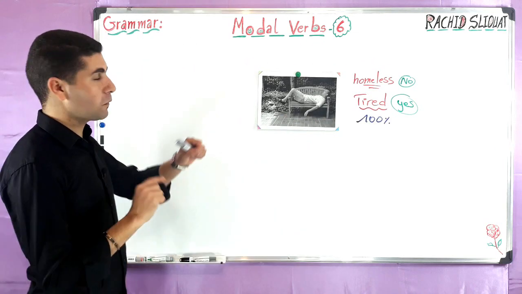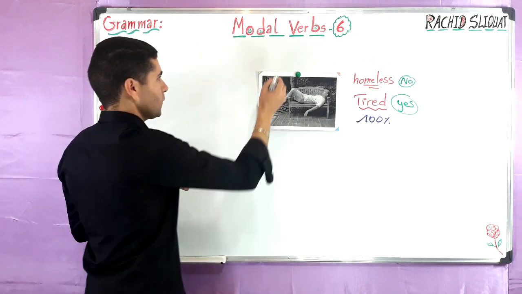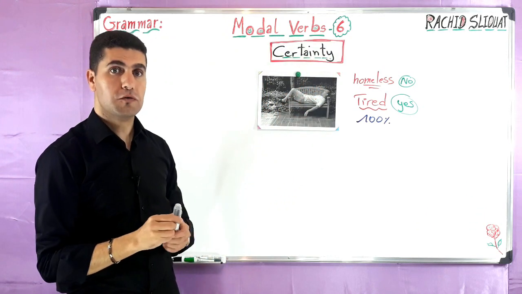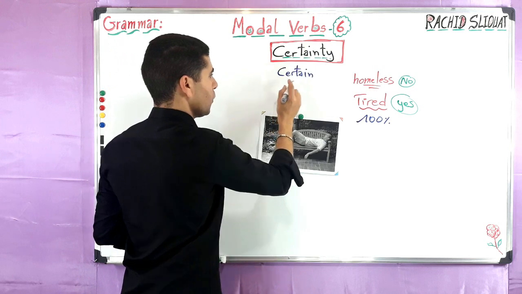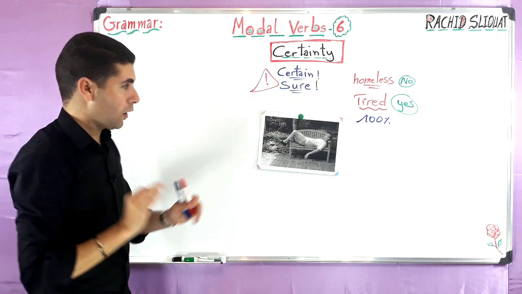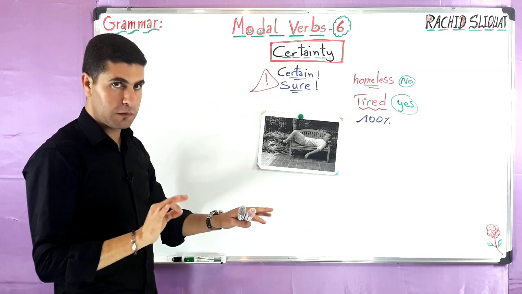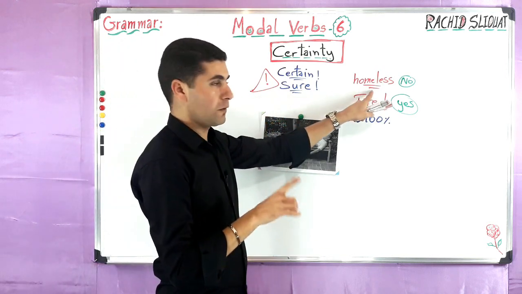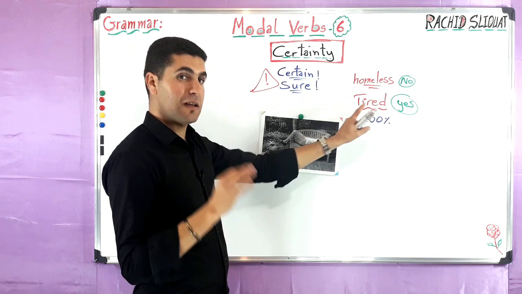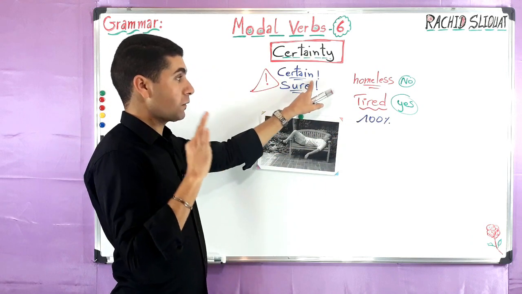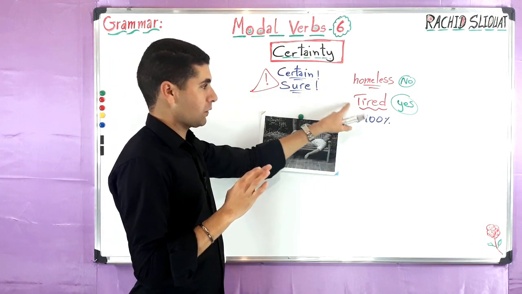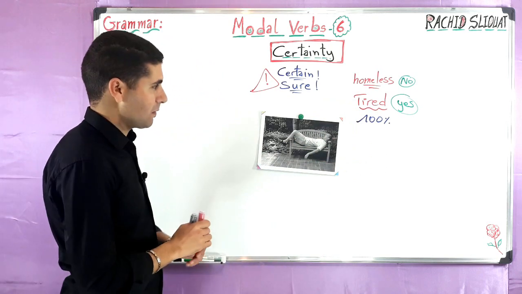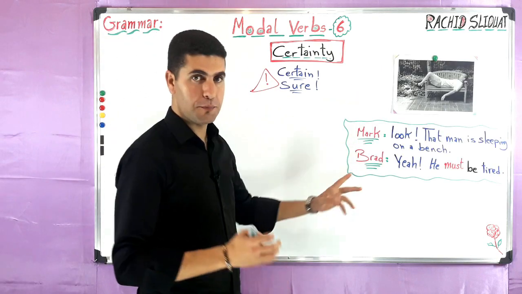In this episode, we are going to see modal verbs of what we call certainty. So we say certain or sure. We are sure, we are certain that this man is not homeless. But tired? Yes, we are sure, we are certain, 100% certain he is tired. Now let's see a very simple dialogue between Mark and Brad.